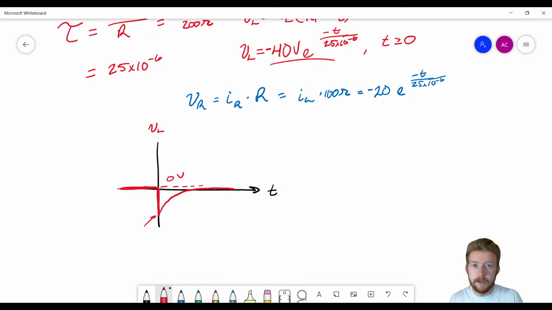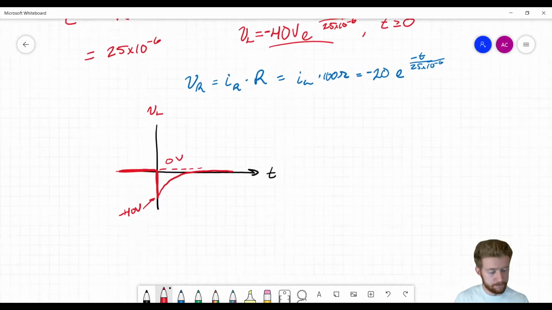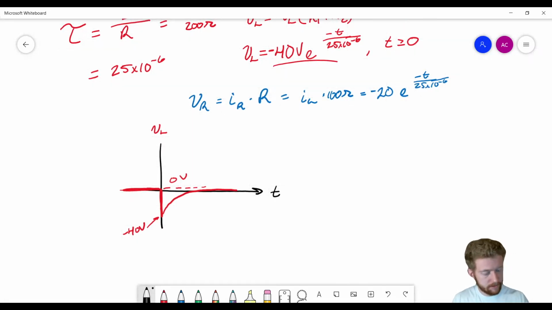Now, what was this peak here? The right answer for this is negative 40 volts. Okay, because once again, like we said, that negative voltage means that it's supplying that voltage. So this is the voltage across the inductor.